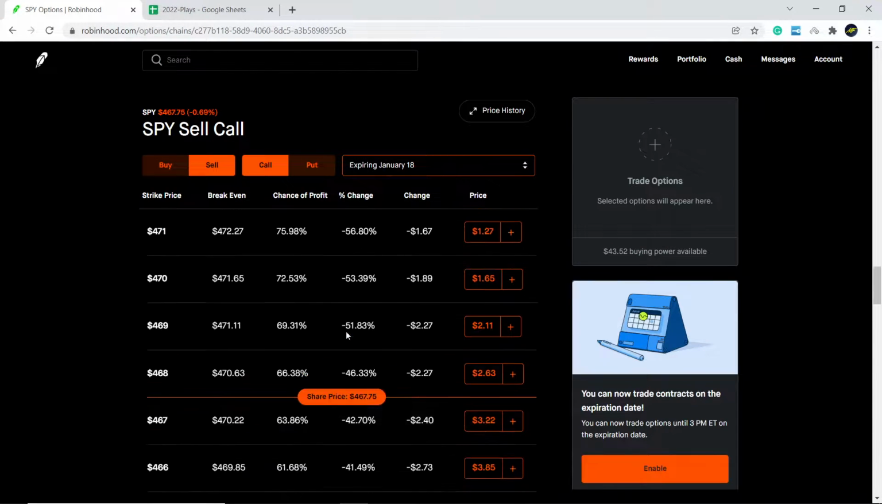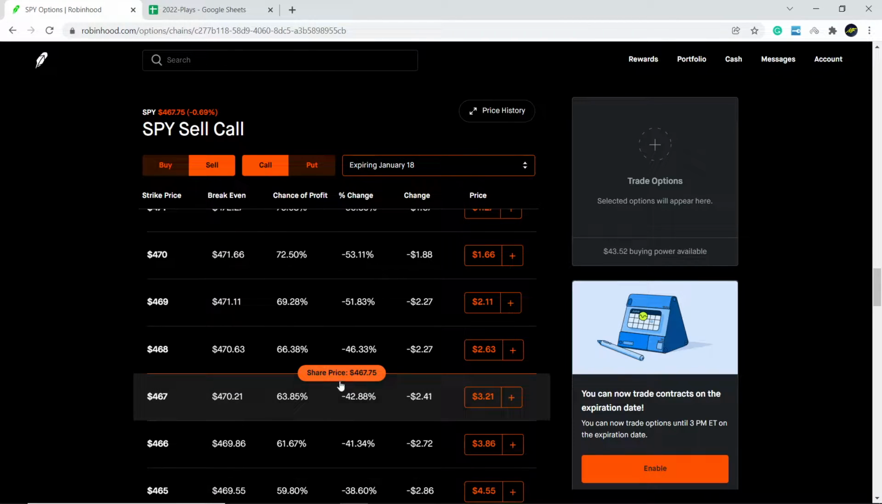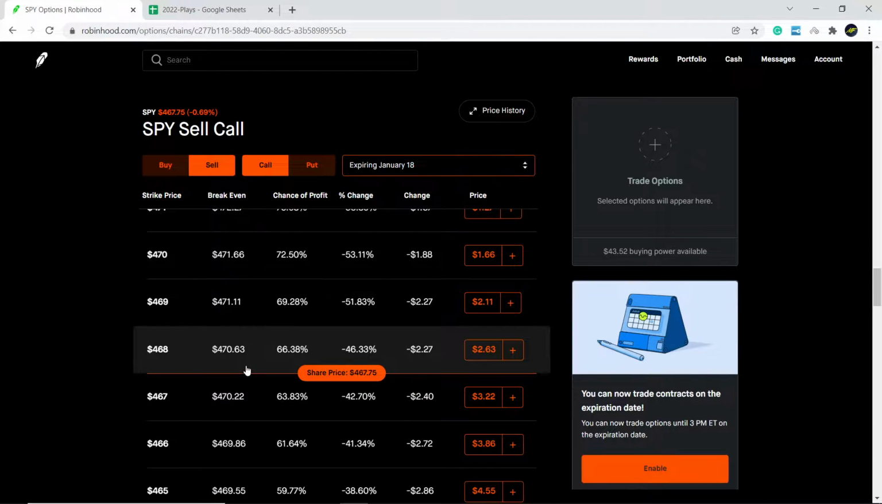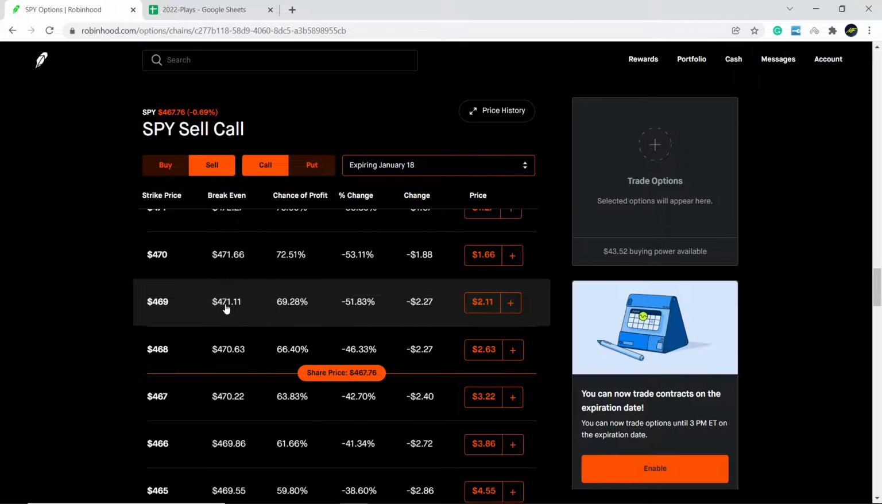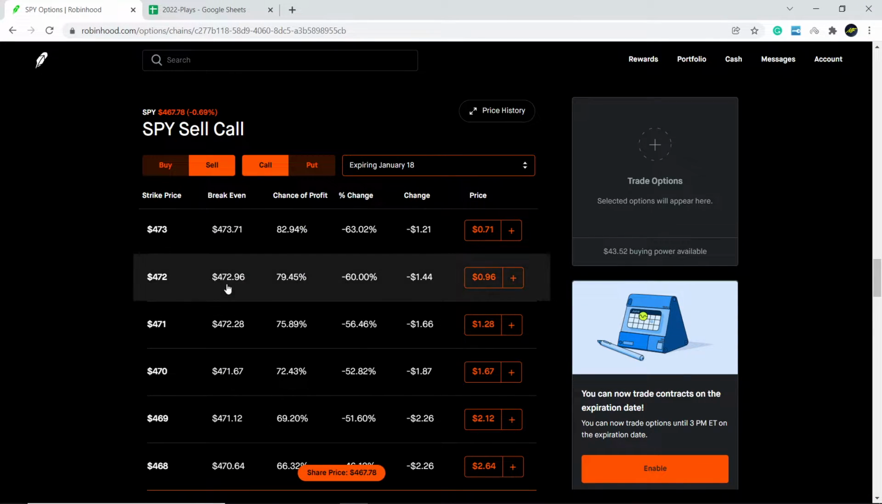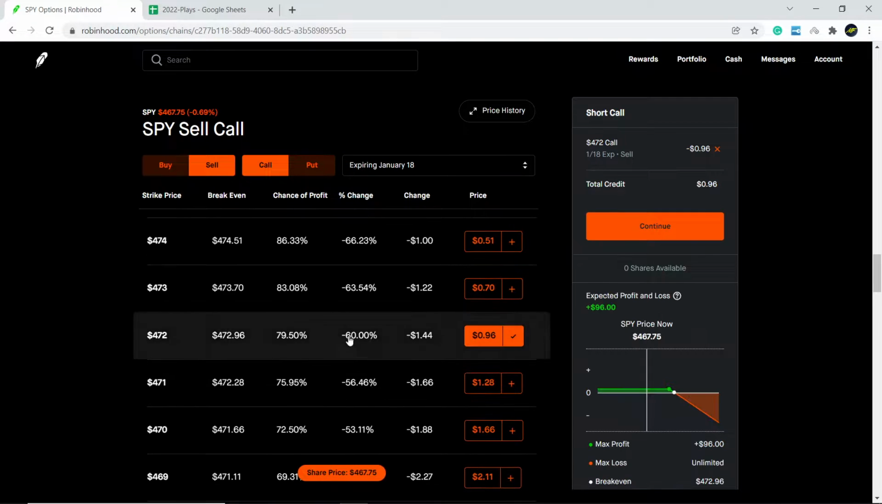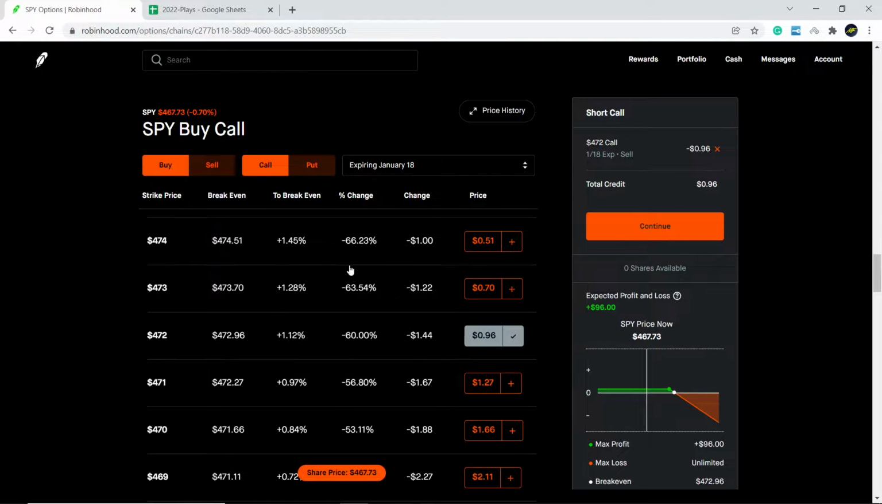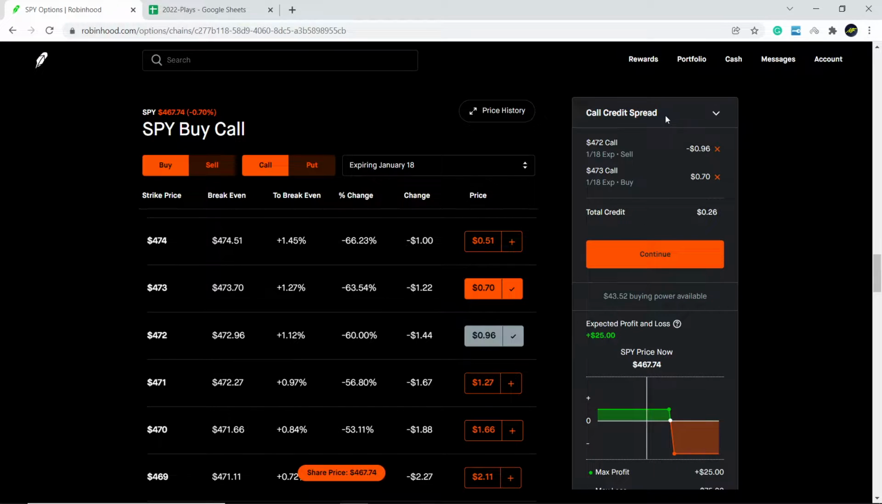Okay, so we're going to find something safe. So 467, we can go $4 out, so we can do 469, 470, 471, 472, so $4. We click sell on a leg, and then above the sell leg we click buy, and we created a call credit spread. Robinhood tells you what you made. If it says something different, you did something wrong and you have to restart it. Make sure you're doing it right. You make sure it says call credit spread. If it doesn't say that, make sure it's right.